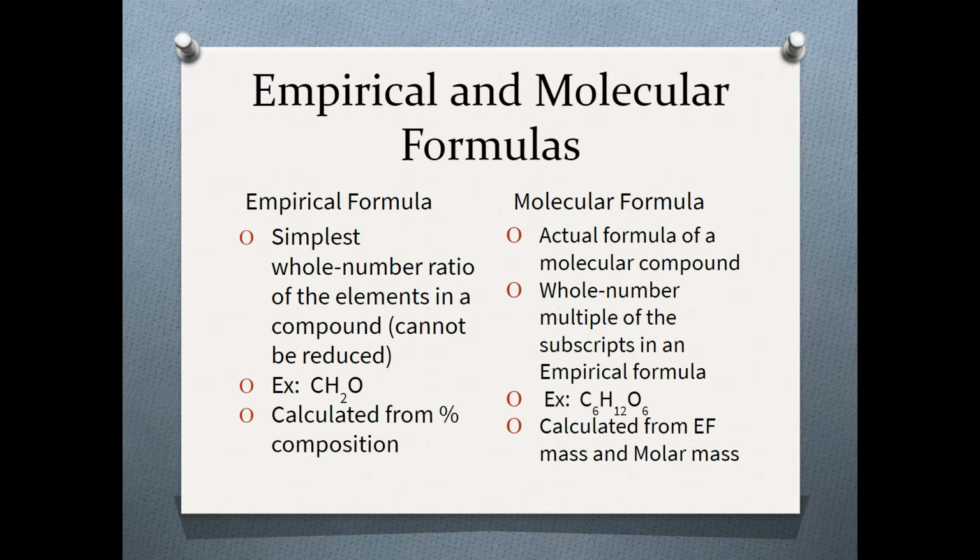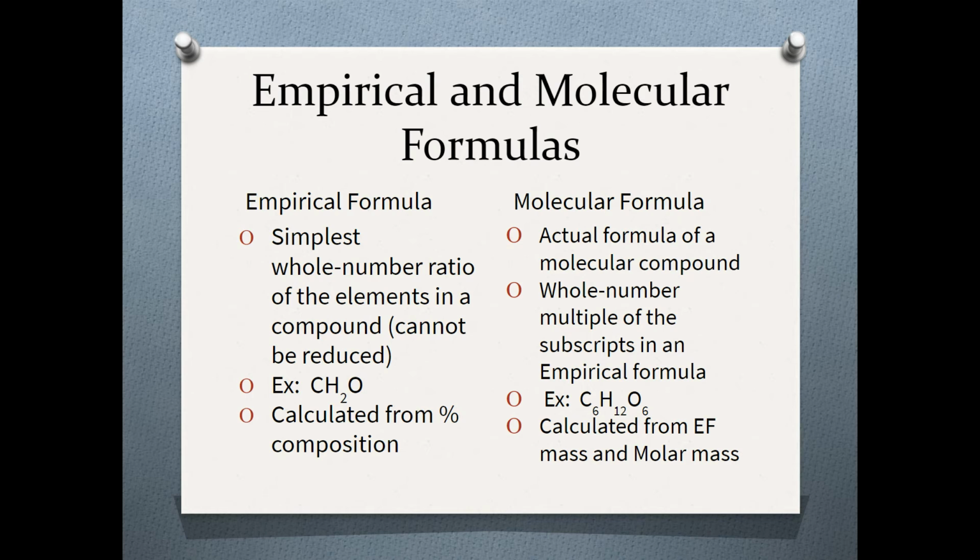On the other hand, the molecular formula of a compound is the actual formula of a molecular compound, so a covalent compound. The subscripts of the molecular formula will always be a whole number multiple of the subscripts of an empirical formula. So for example, a molecular formula that could have the empirical formula CH2O would be C6H12O6. If I multiply all the subscripts in CH2O by 6, I would get C6H12O6.